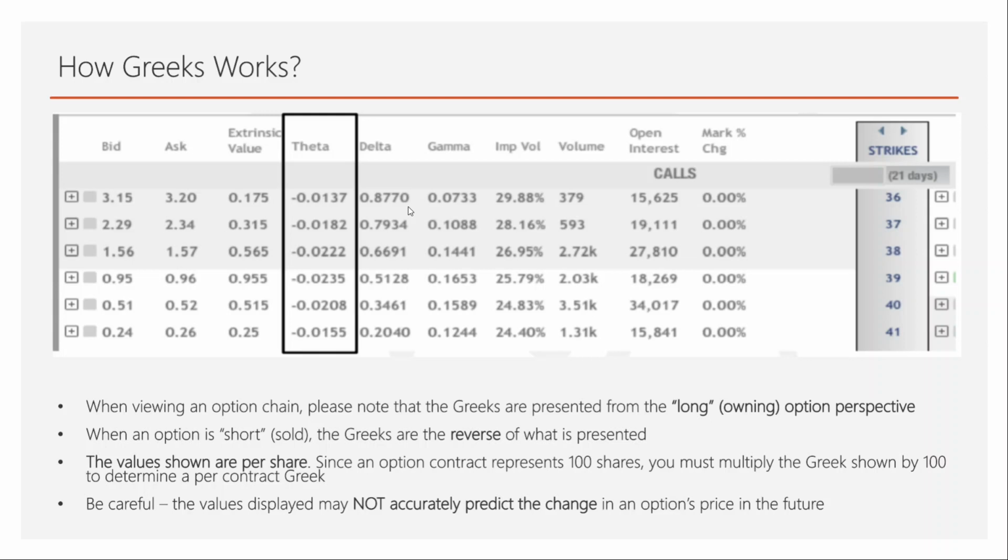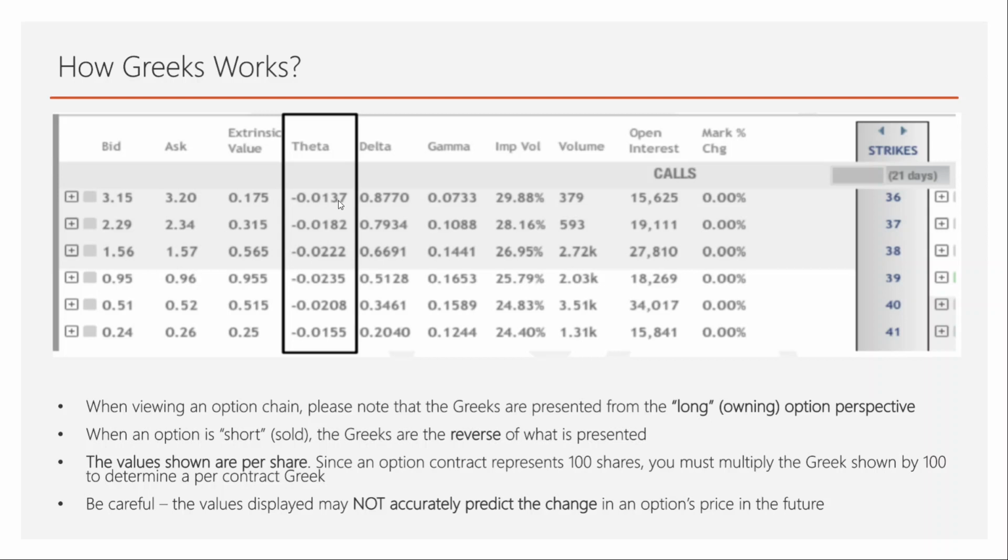So what will be the Greeks for a short call or selling a call? Just change the sign. If it is positive, change it to negative. If theta is negative, change it to positive. Okay? The values shown here are on a per share basis. One contract contains how many options? 100. So how can you derive this value for 100 options? Just multiply it by 100.